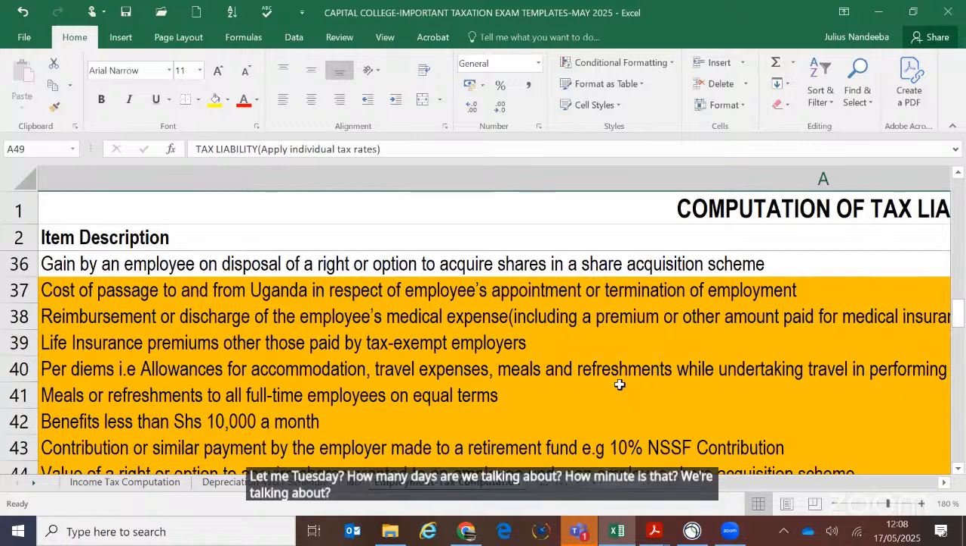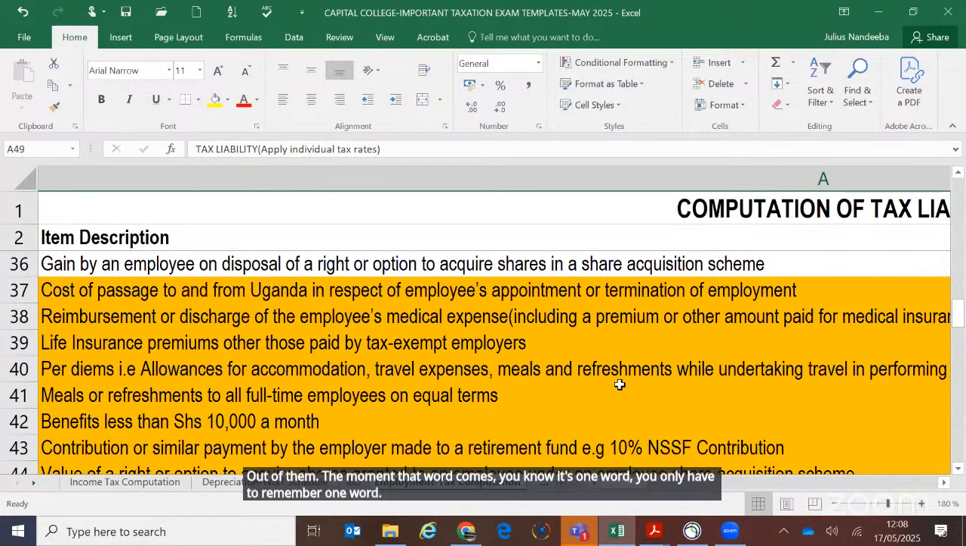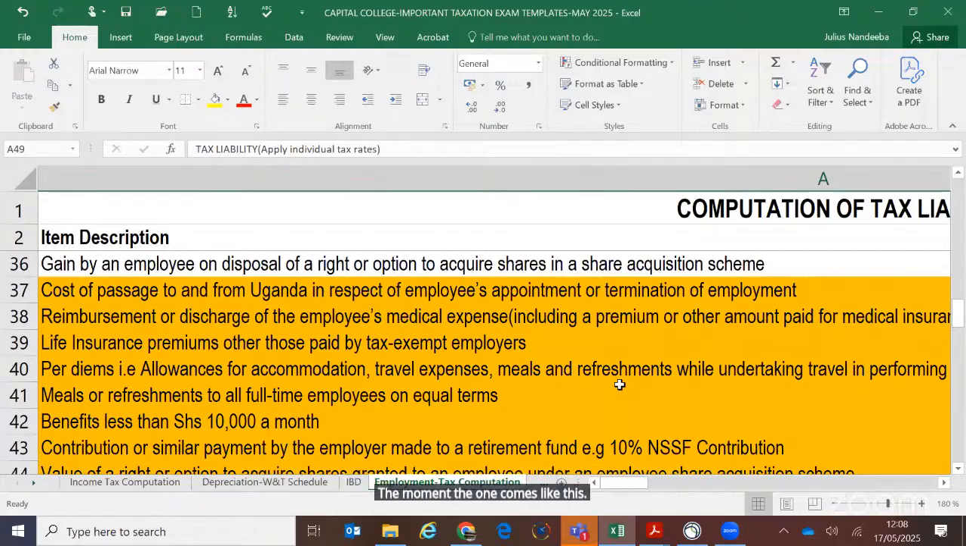There are some students who have even started writing formulas, especially for theory areas. You know, mnemonics. When we were studying ACCA, we used to create mnemonics. That you know something has 10 points, but you can't put these 10 points in your head at once. So what you do, you create a formula for them. You create a word out of them. The moment that word comes, you know it's one word, you only have to remember one word. The moment the word comes, you remember all the 10 points. Even if you forget, you can't forget more than 3. At least you remember the 7. But when you don't have a formula, definitely you're finished. Okay, so let's look at the 8 items that are not taxable.